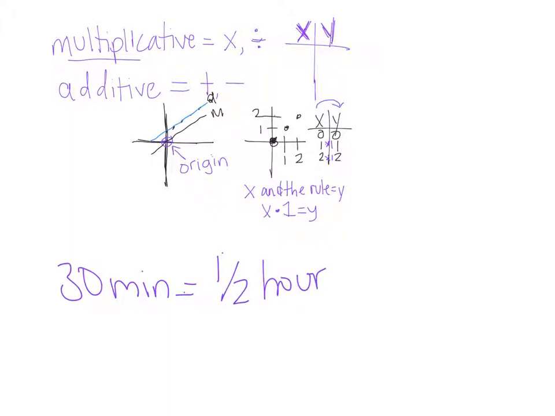30 minutes is half an hour. 60 minutes is 1 hour. And those are things that, by the time you're in 6th grade, you're expected to know. Just keep that in mind. And hopefully that'll help you with that part of the question.